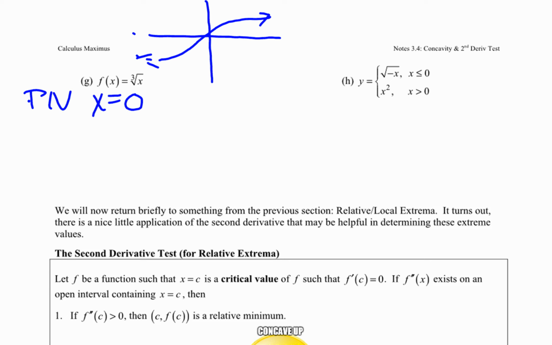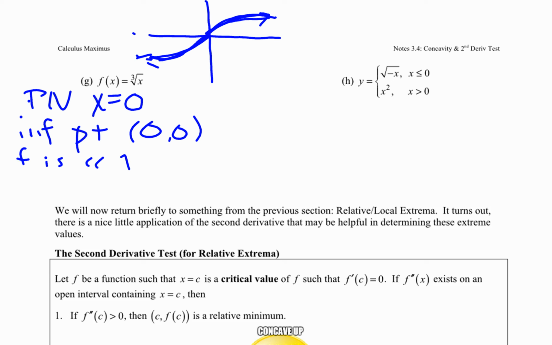And let's look at the actual value. Here we have concave up, here we have concave down. So there is an inflection point at 0, 0. And f is concave up like a cup from negative infinity to 0. And f is concave down like a frown from 0 to infinity. So that wasn't so bad since we had the graph.